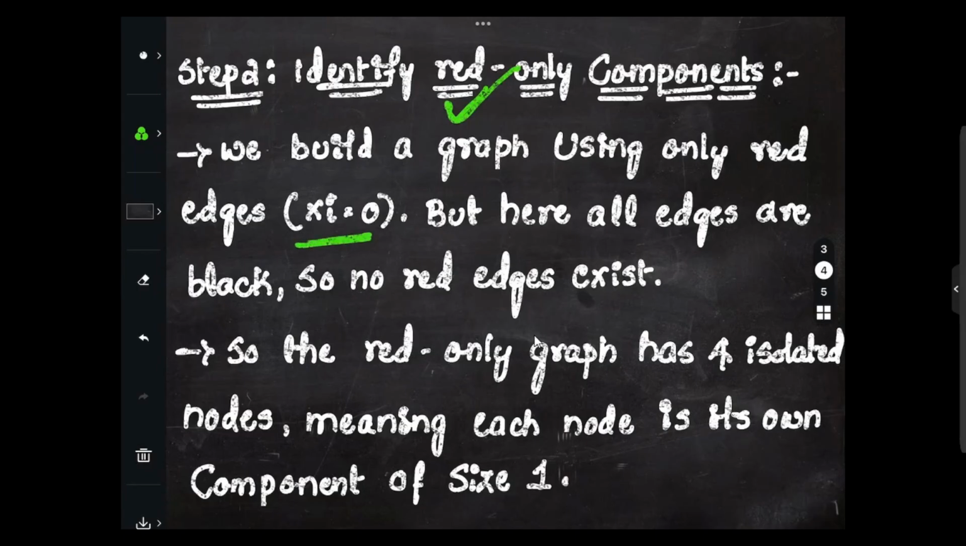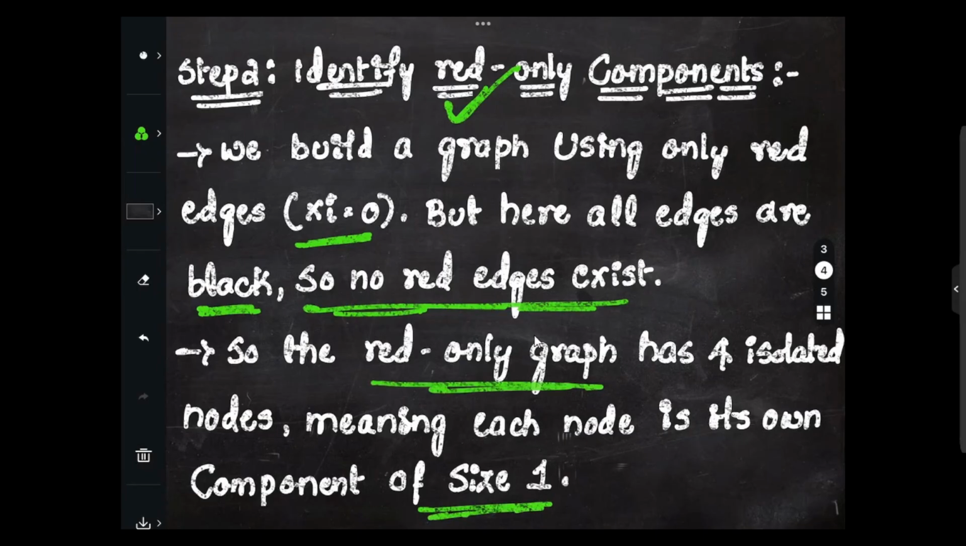Here Xi equals 0, but all the edges are black, so no red edges exist. So the red-only graph has four isolated nodes, meaning each node is its own component of size 1. We know this one, right?